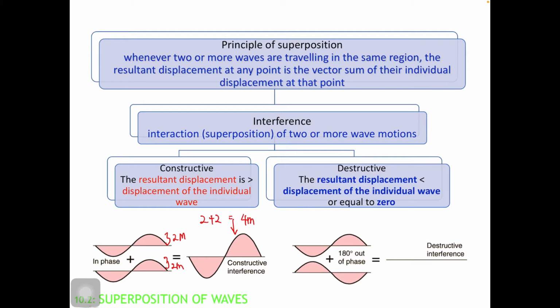So kalau destructive pula, katakan dia bertembung at this time, waktu ni. So y1 ni adalah negative 2 meter, y2 is 2 meter. So dia punya resultant here is negative 2 plus 2. So dapat 0 meter. The resultant displacement will be less than displacement of individual wave ataupun sama dengan kosong. Faham tak? So kalau individu adalah 2 meter, tapi bila resultant campur jadi kosong.